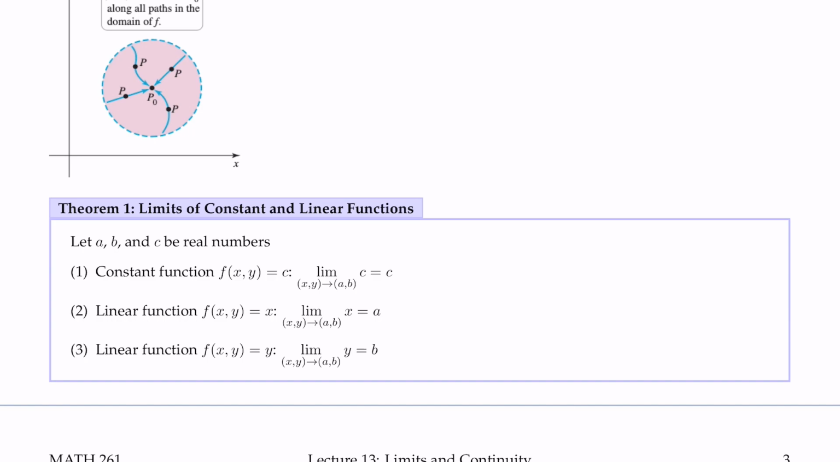Similarly, in the case of the limit of the linear function y as (x, y) approaches the point (a, b), by direct substitution you let y equal b, and therefore the limit is equal to b. We can make this calculation under the assumption that the functions under consideration are continuous functions, and this is true in the case of constant functions, linear functions, or polynomial functions.